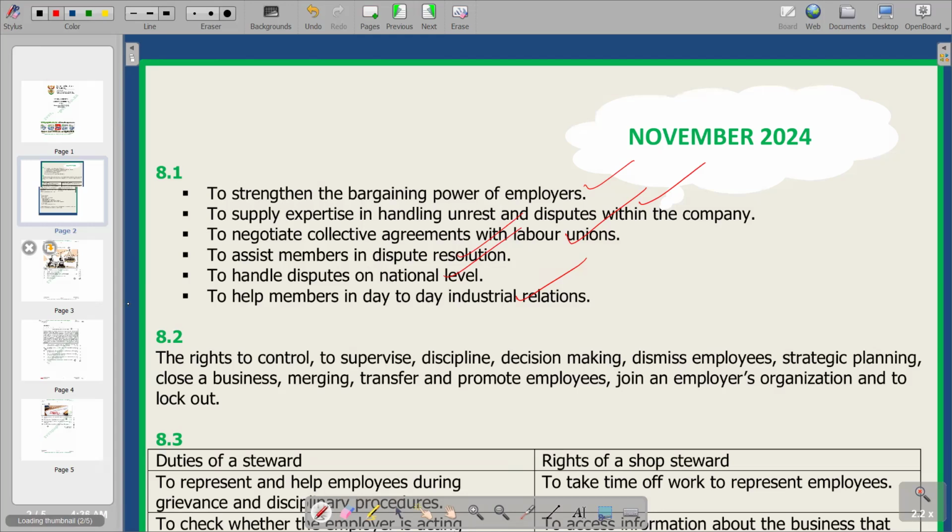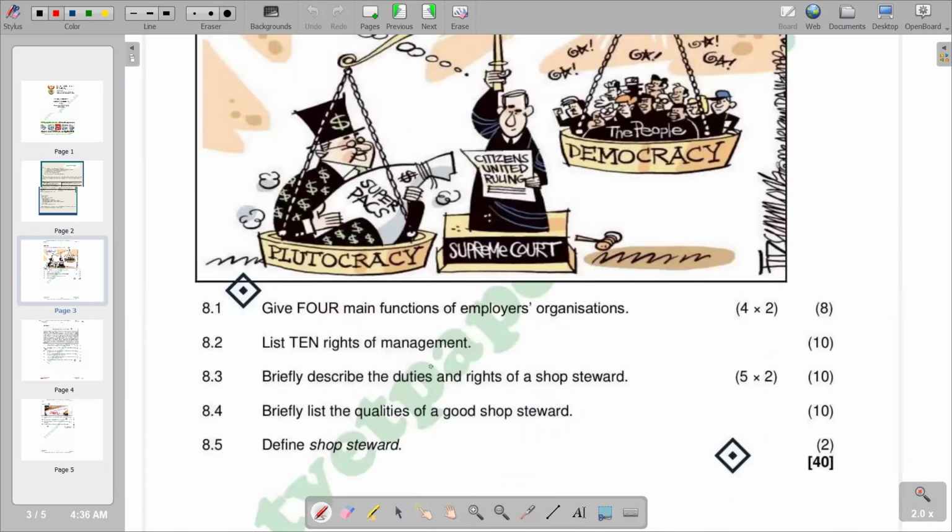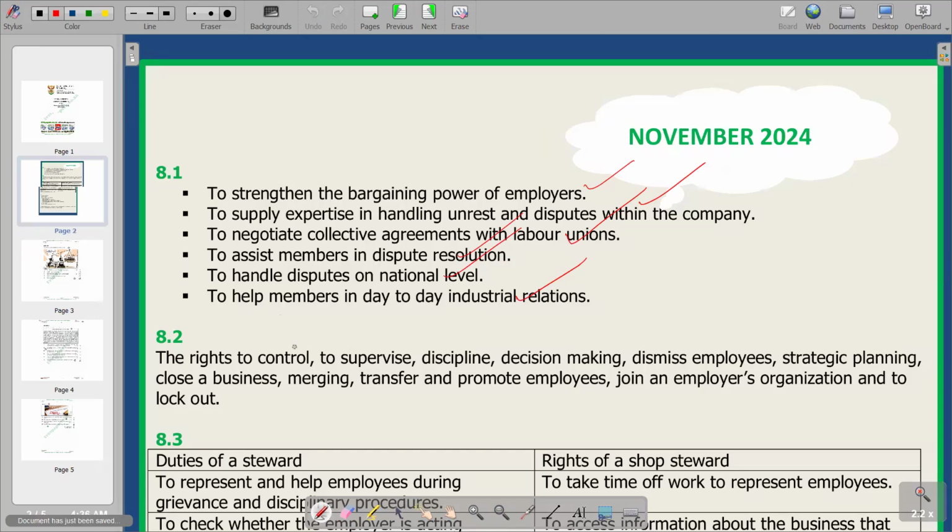Moving on to the next question, it reads, list 10 rights of management. The rights of management that we have are the right to control, the right to supervise, the right to discipline, the right to make decisions, to hire employees, strategic planning, to close a business, merging, to transfer and promote employees, to join an employer's organization, and to lock out. Those are the rights that we have.